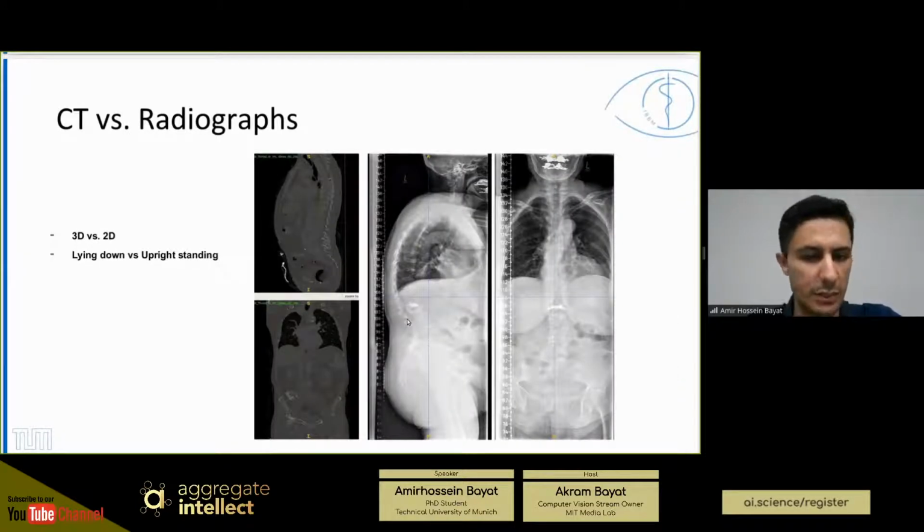Currently, we have different imaging modalities. There are CT scans and MRIs. These 3D volumetric imaging modalities are performed in the patient lying down position. So the curvature of a spine is not what we need. It is 3D, but it's not the natural curvature of a spine. On the other hand, we have the radiographs. You can see some examples on the right from different views. The radiographs are captured when the patient is in upright standing position, but the problem is that they are two-dimensional.